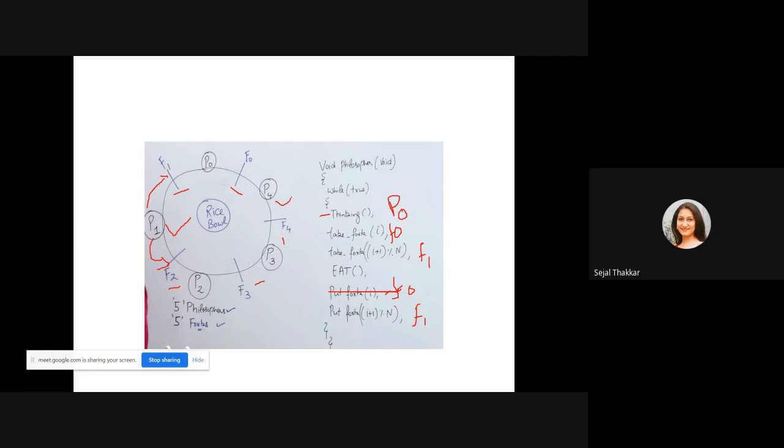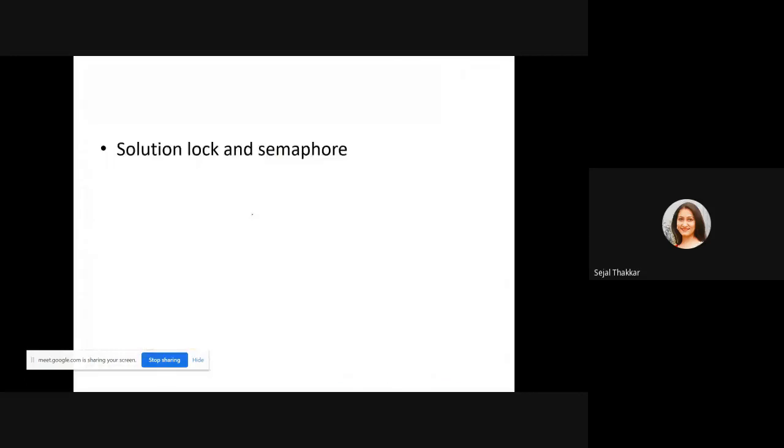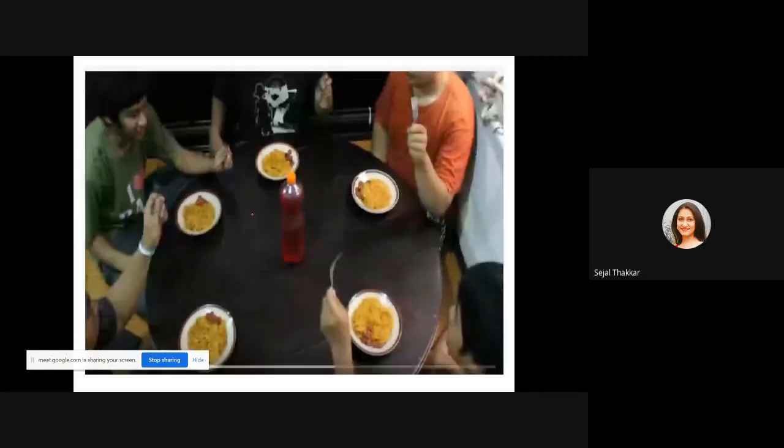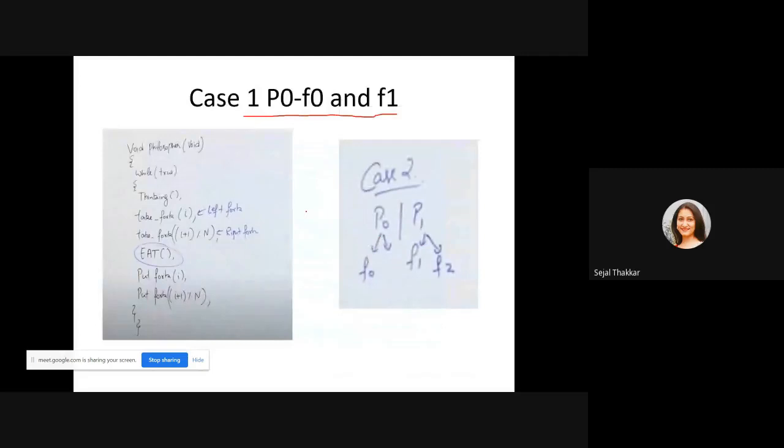Now P4 philosopher will come. He needs F4 and F0, both of which are free, and he will eat. But this is the case when only one philosopher wants to eat at a time. This is the first case, and that one philosopher can eat easily without any problem. But what is the second case, when two philosophers, P0 and P1, come together? Now P0 wants forks F0 and F1.